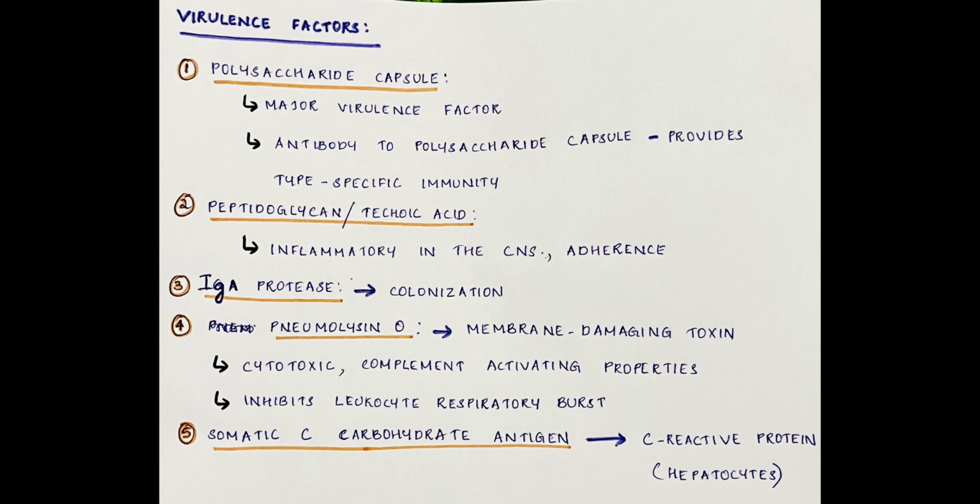Pneumolysin O is a membrane-damaging toxin produced by Streptococcus pneumoniae that has cytotoxic and complement-activating properties. It damages the respiratory epithelium and it also inhibits leukocyte respiratory burst. Streptococcus pneumoniae has another antigen called somatic C carbohydrate antigen. It produces C-reactive protein in the hepatocytes, that is the liver cells. Its production is stimulated by bacterial infections, inflammation, malignancies or tissue destruction.